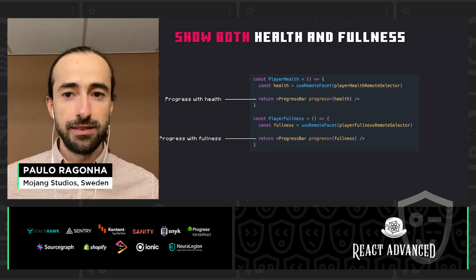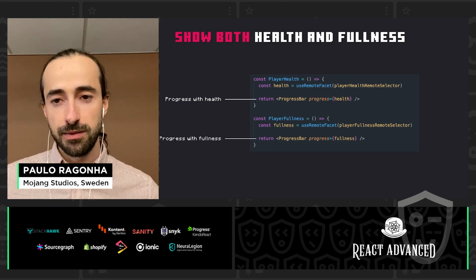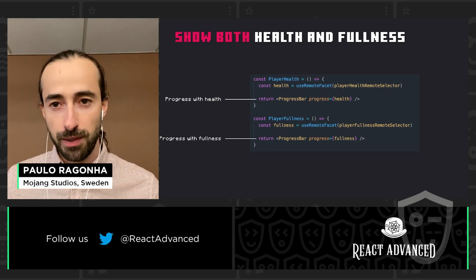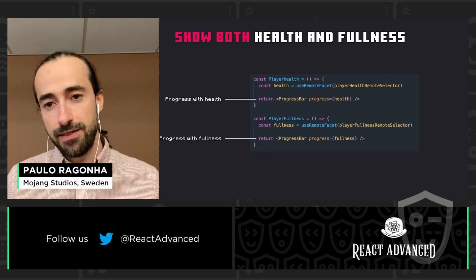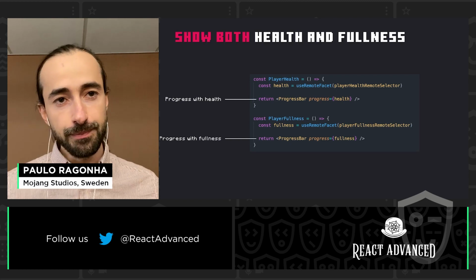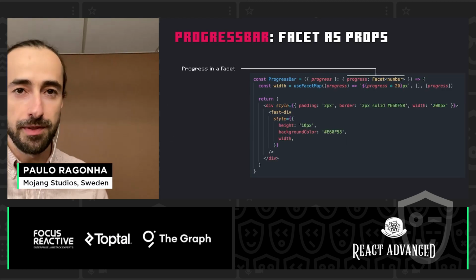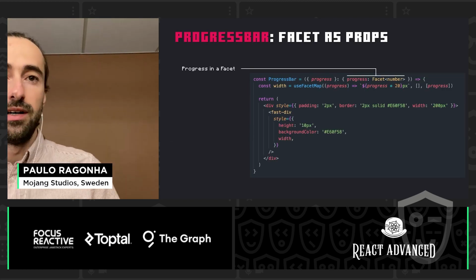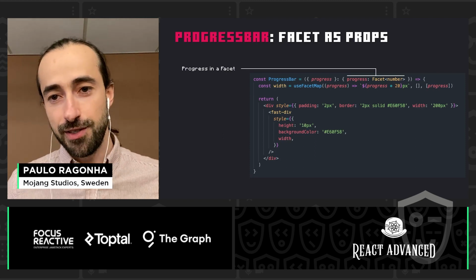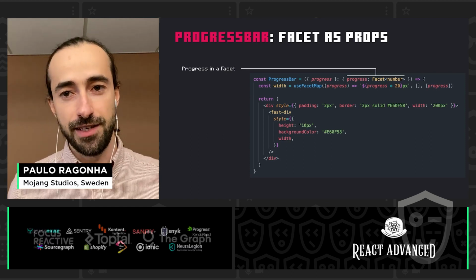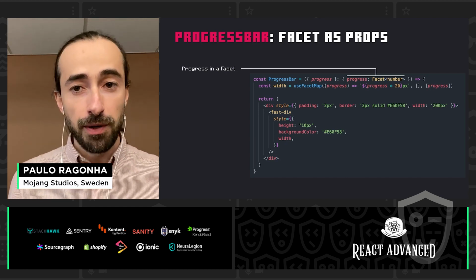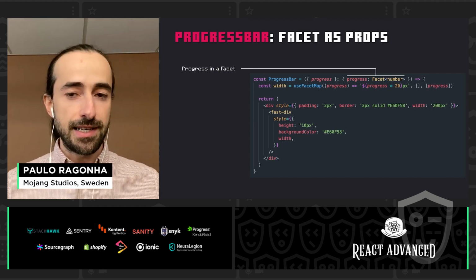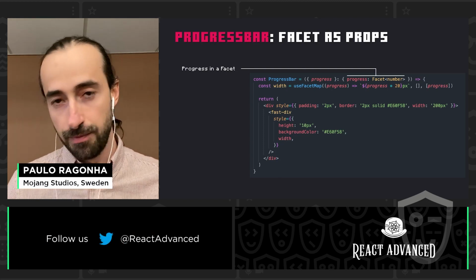So here we have the player health and the player fullness, two components using the progress bar, both of them passing a progress, each with their own facet containing their own data. And the progress bar implementation looks like this. Instead of taking a progress that's just a number, it's taking a facet of a number. And we have the type specifically available for that. But otherwise, the implementation in the body is exactly the same as we had before.